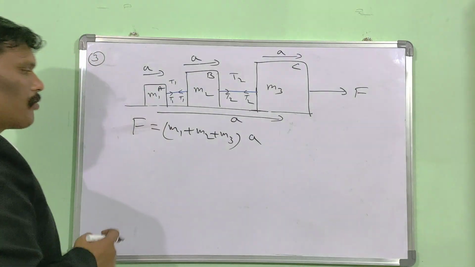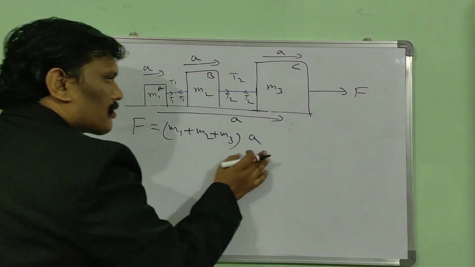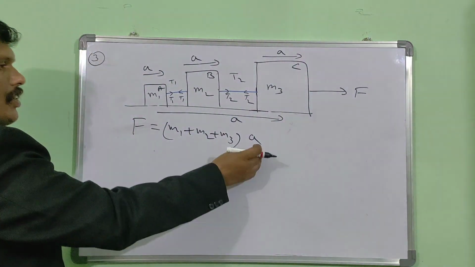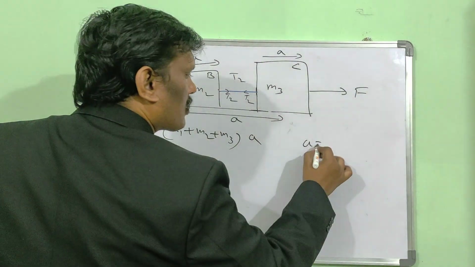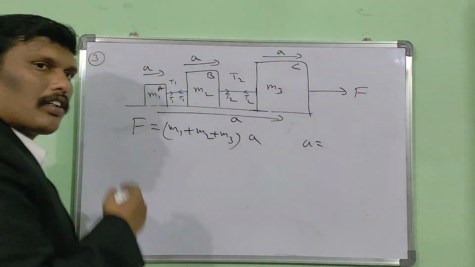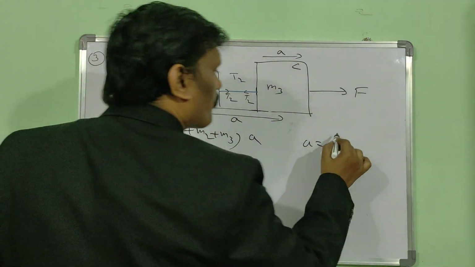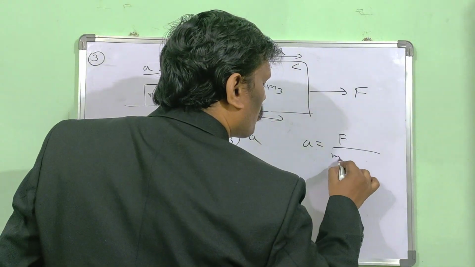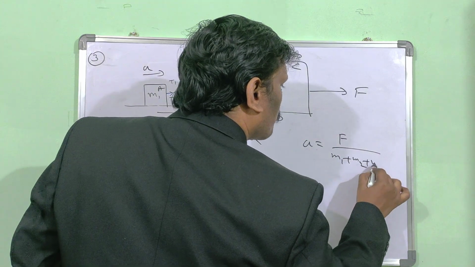That's all. By using this formula, one can calculate force if you know the masses and acceleration of the system. Otherwise, you need to calculate acceleration. Transposing M1 plus M2 plus M3 to the force side, we get the formula for acceleration: A equals F upon M1 plus M2 plus M3. That's all.